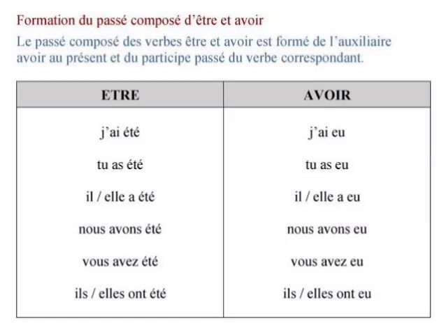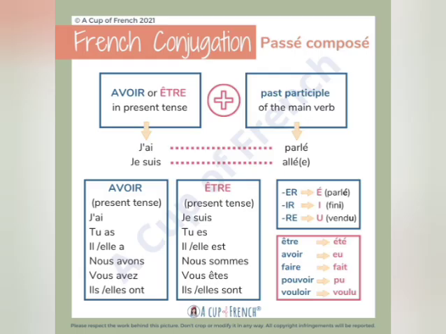I said Passé Composé is a combination of either the verb être or avoir in the present tense plus the main verb, or the verb in question, in its past participle form. The verb to be or the verb to have conjugated in the present tense plus the main verb in its past participle.